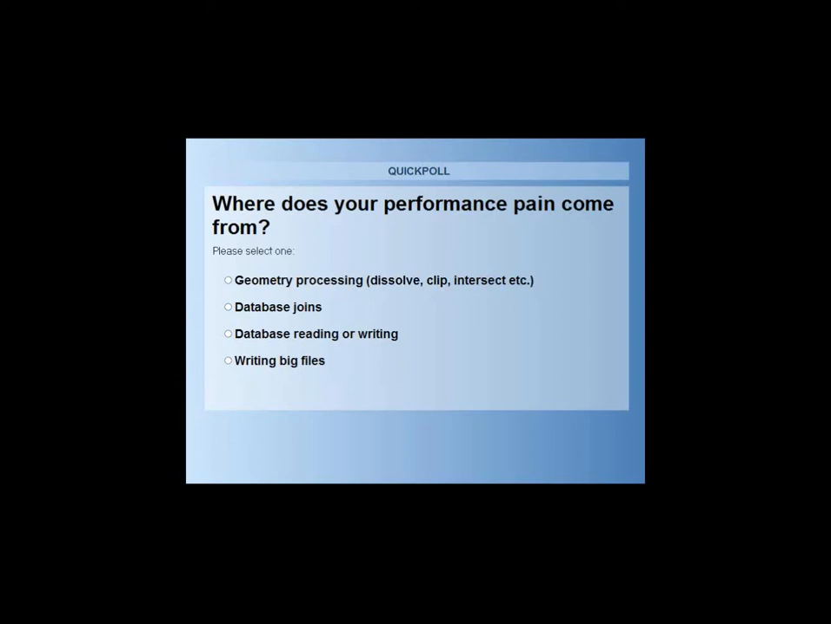We want to get an idea where folks think that most of their performance problems are coming from, whether it be geometry-related stuff, database joins, database reading, writing, or sometimes just the time it takes to write big files to disk can be the bottleneck in the process. So sometimes it's hard to tell, granted, and I think Mark gave some good tips there about the log file, but if you can have a guess at where you think your performance pain is coming from, we'd appreciate knowing. So I'll close this poll off shortly.